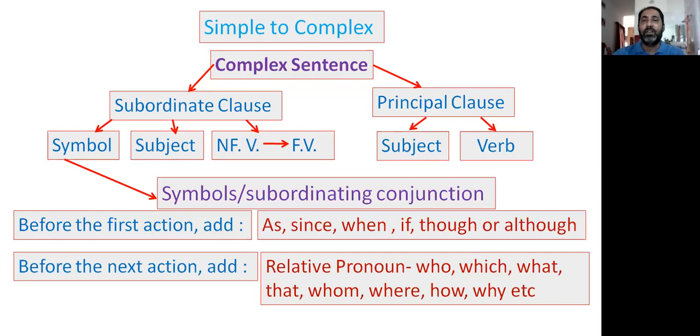In a complex sentence, there are two clauses. That means there are two actions. You can transform an action into a subordinate clause. If you want to transform the first action, add as, since, when, if, though. But if you want to transform the second action, then use a relative pronoun. Right?